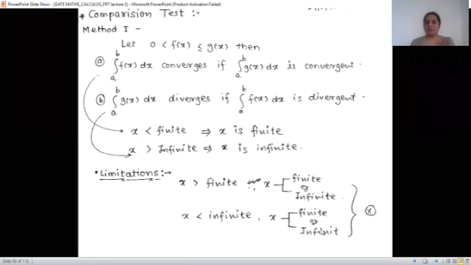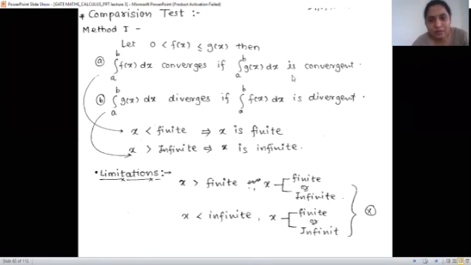Okay, next is the comparison test. So what is the comparison test? If 0 is less than f of x is less than or equal to g of x, and if the integration of g of x dx is convergent, then the integration of f of x dx is also convergent. This is the case. Integration a to b f of x dx is convergent if the integration of g of x dx is convergent.